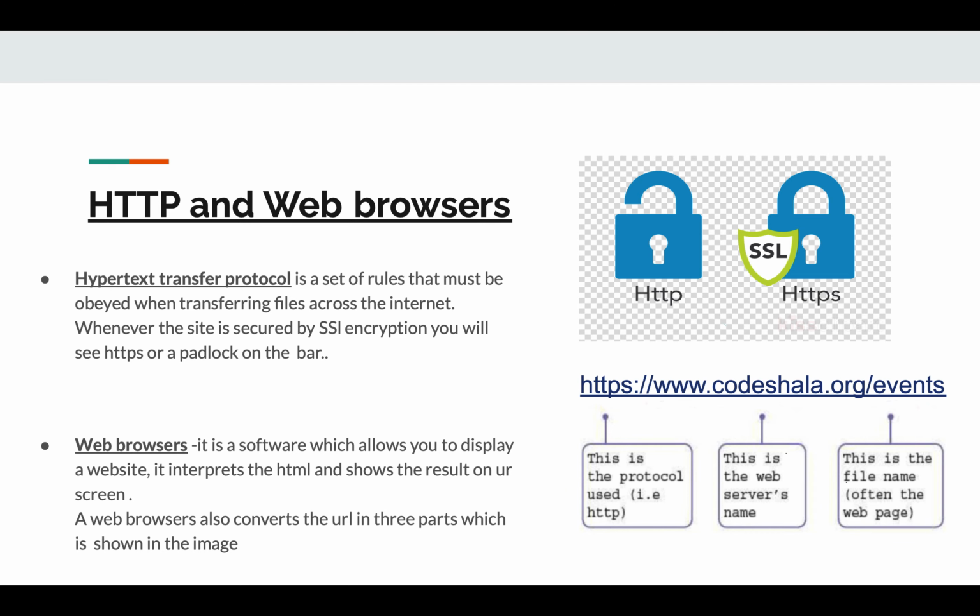Hypertext Transfer Protocol and Web Browsers. Hypertext Transfer Protocol is a set of rules that must be obeyed when transferring files across the internet. Whenever the site is secured by SSL encryption, you will see HTTPS or a padlock on the address bar. A web browser is software which allows you to display a website. It interprets the HTML code and shows the result on your screen. A web browser also divides the URL into three parts, which is shown in the image. The first part is the protocol which is being used, and in this case, it is Hypertext Transfer Protocol. The second part is the web server's name, and the third part is the file name, often the web page.